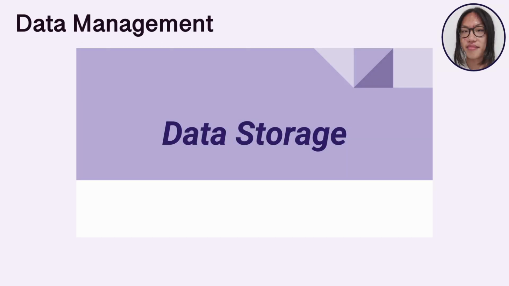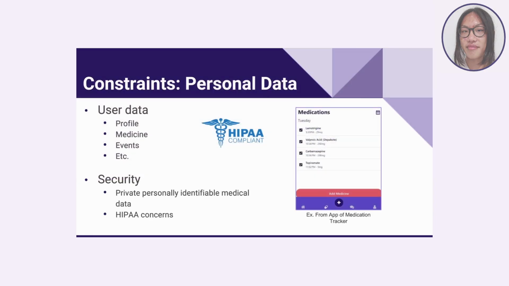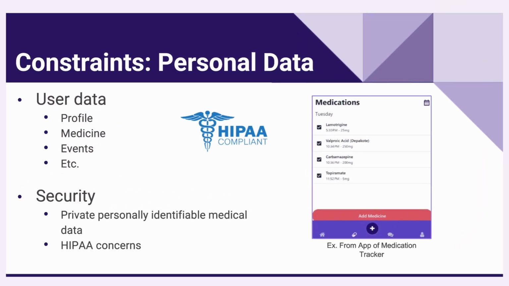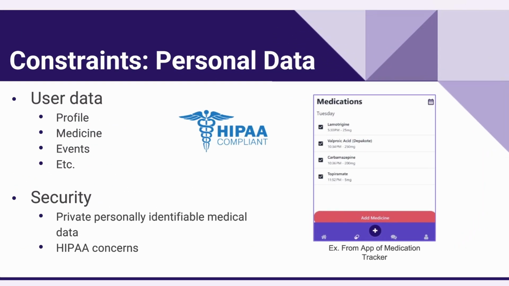Here, I'll briefly cover how data is stored within the application. One of the constraints we had to keep in mind was that we were storing users' personal data. This included things like their profile, but also medication and tracking and event logging. One thing we had to keep in mind was the Health Insurance Portability and Accountability Act, or HIPAA. This is a federal law that, amongst many things, protects the privacy and security of personally identifiable medical information. For this reason, we had to make sure that data was being both accessed and stored safely.